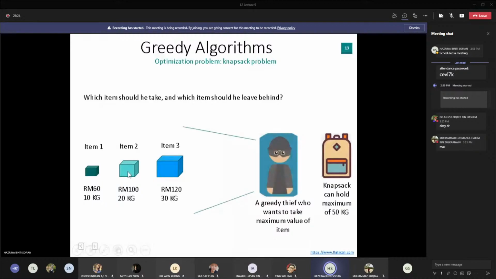Item 3, that will be 30 kg. So he has another 20 kg. Which item can he pick? Item 2 and 3. Okay, so he will take item 2 and 3. When he takes items 2 and 3, the value he is able to steal is 220 ringgit.